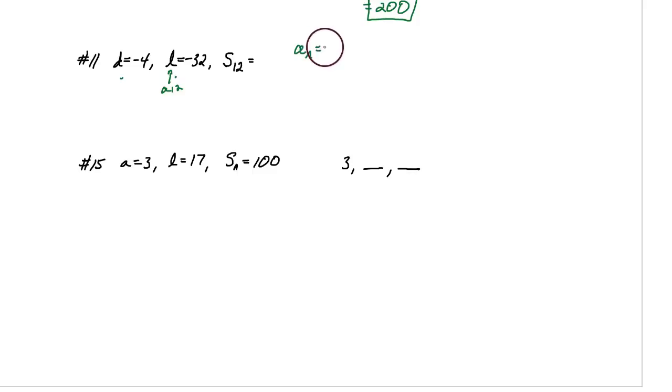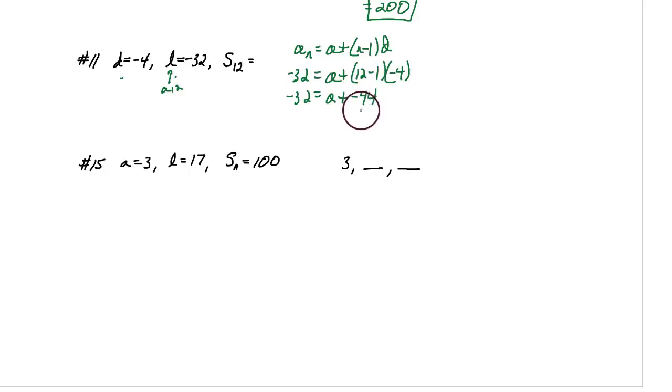So let's use our general term formula again. In place of A sub n, fill in negative 32. We don't know what A is. N is 12. And D is negative 4. Now solve this for A. We have negative 32 is equal to A plus negative 44. Now add 44 to both sides, we get 12 equals A.